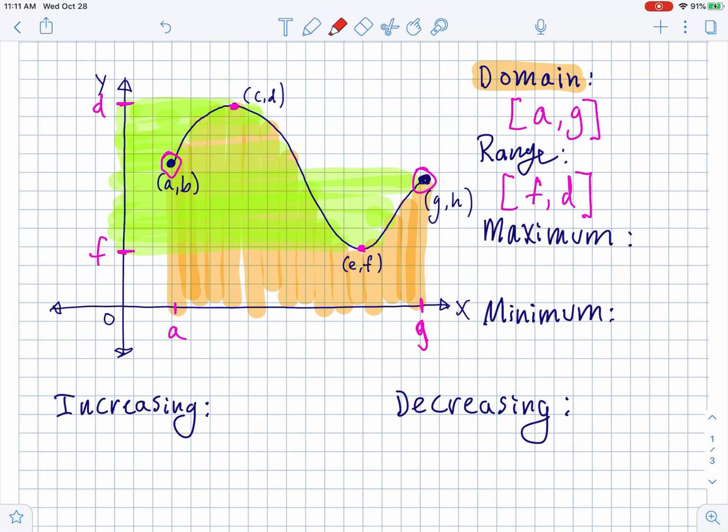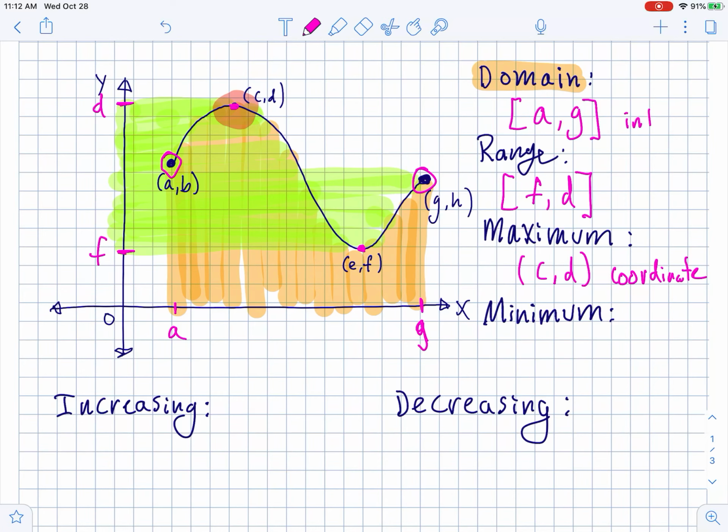Maximums and minimums. Maximums are like the tallest the graph gets in terms of the y, and minimums are the lowest it gets. So looking at my curve, the tallest it gets is right here at the top of this mountain. I think I initially said that these would just be the y values, but we're going to keep it simple and just put the coordinate of the maximum. So this would be (C, D).